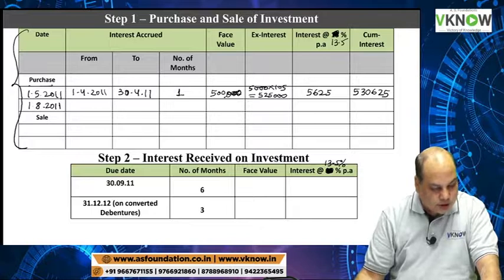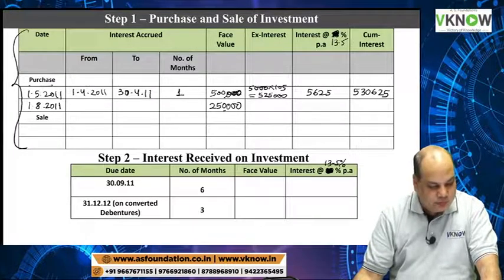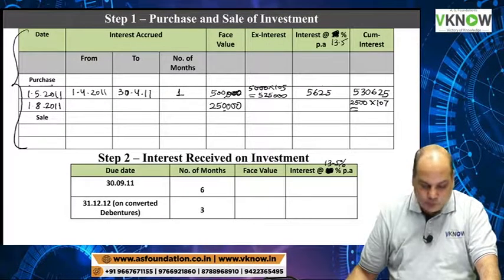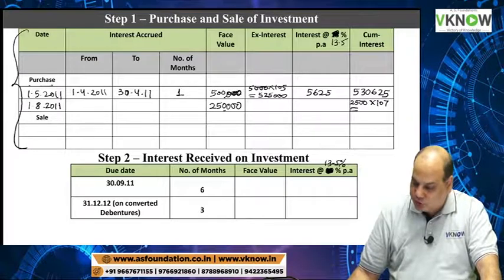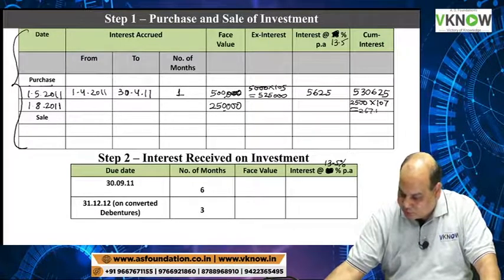Another purchase was on 1st August. Now read the next paragraph. Purchase of 2,50,000 face value debentures, and cum-interest price is 107. So in the cum-interest column, 2500 into 107 is 267,500.